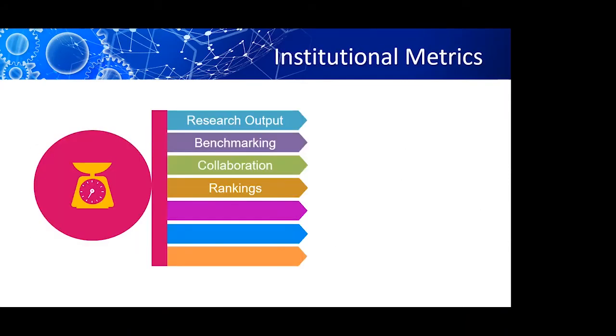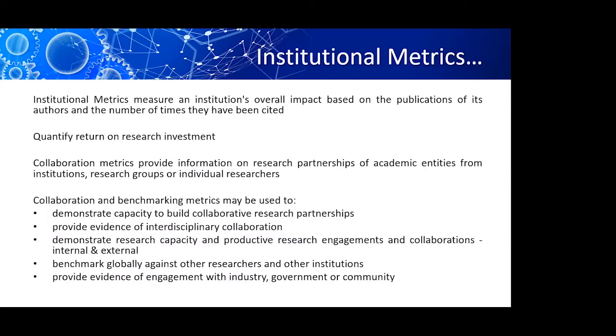So now I am moving to the next metric, that is the institutional metrics. Here the major metrics we can consider are the research output of the institute, benchmarking, collaboration metrics, and ranking metrics for the performance or effect of the institutes. Here we can discuss the institution metrics. The institution metrics measure an institution's overall impact based on the publications of its authors, meaning the faculty members of the institute, and the number of times they have been cited. And also these institutional metrics can be used to quantify the return on research investments they have funded for the research, to see the effect of the research grant they have allocated, which we can evaluate using these institutional metrics.